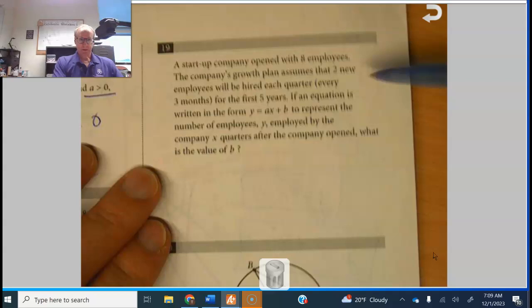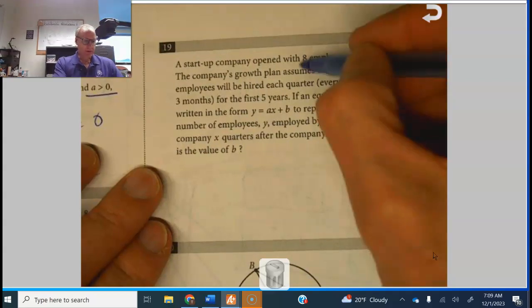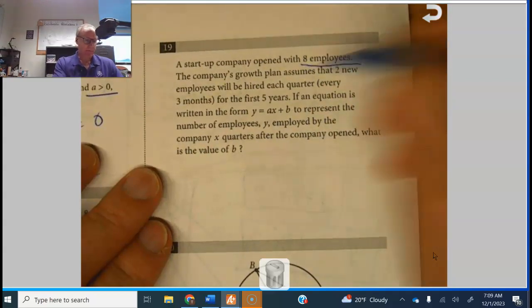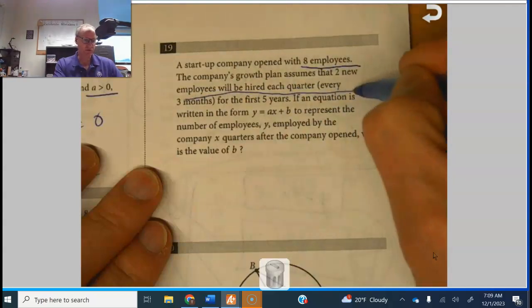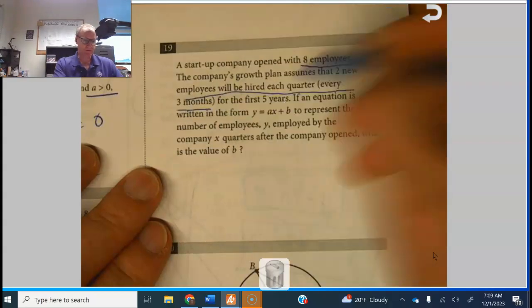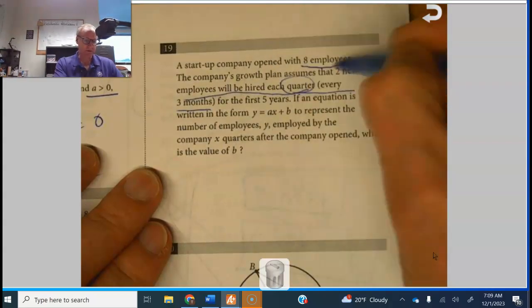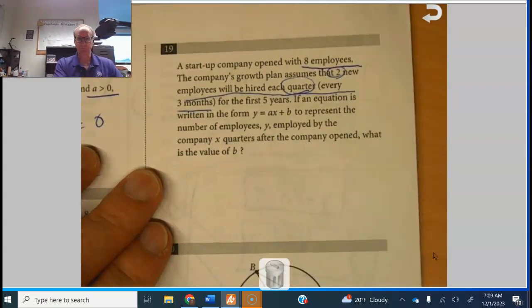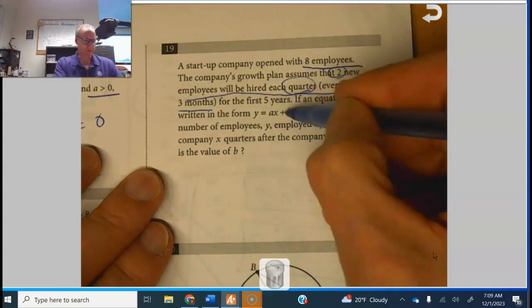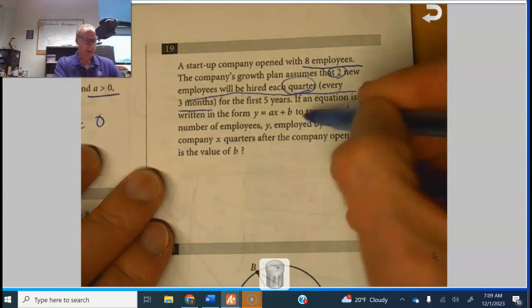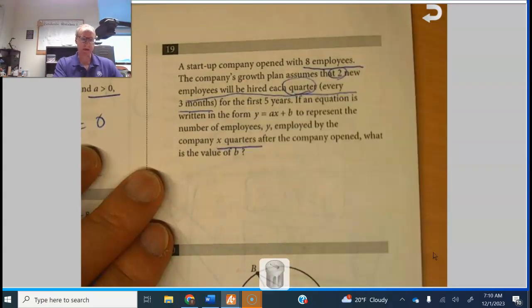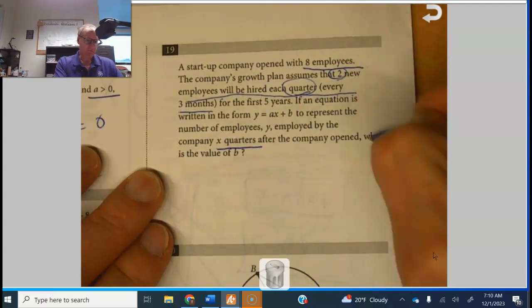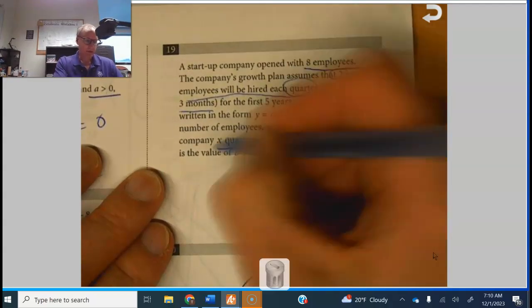Number 19, a startup company opened with 8 employees. That's their starting point. And the growth plan assumes that 2 employees will be hired each quarter, every 3 months. So each quarter, we're going to get 2 more, 2 per quarter. And it says y equals ax plus b, y employees for x quarters. So we're talking about how many people per quarter we're adding. After the company opened, what is the value b?